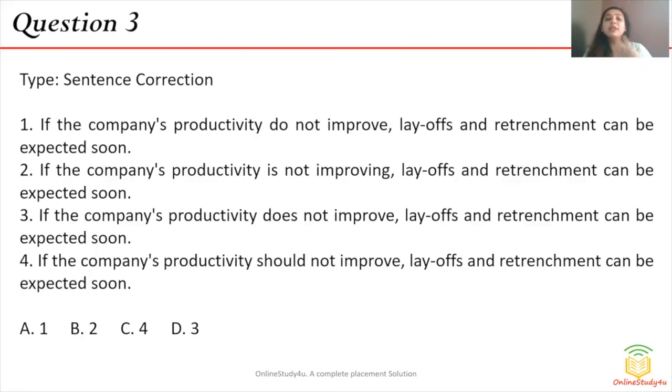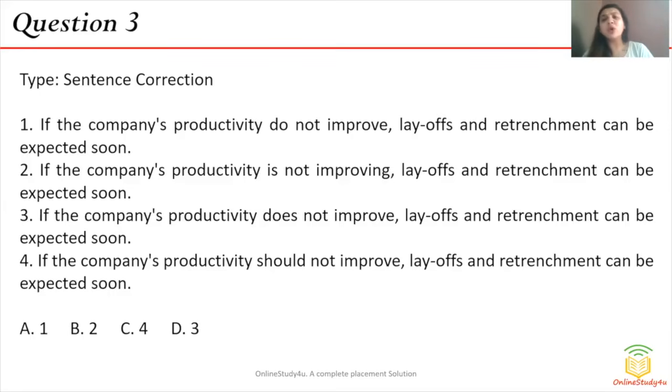So it says if the company's productivity do not improve, layoffs and retrenchment can be expected soon. Now, if you look at the next one, if the company's productivity is not improving. The first thing that I do is I will always compare what is different in the answer options, part one, part two. The first one says do not improve, and the second one says is not improving. Layoffs and retrenchment can be expected soon. If the company's productivity does not improve, layoffs and retrenchment can be expected soon. And if the company's productivity should not improve. So basically, we have four choices: do not improve, is not improving, does not improve, should not improve. The second half of the sentence for each one is the same.